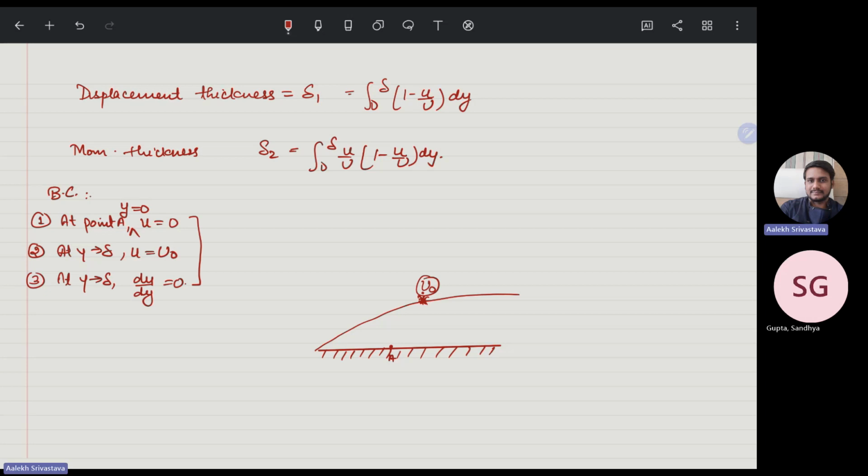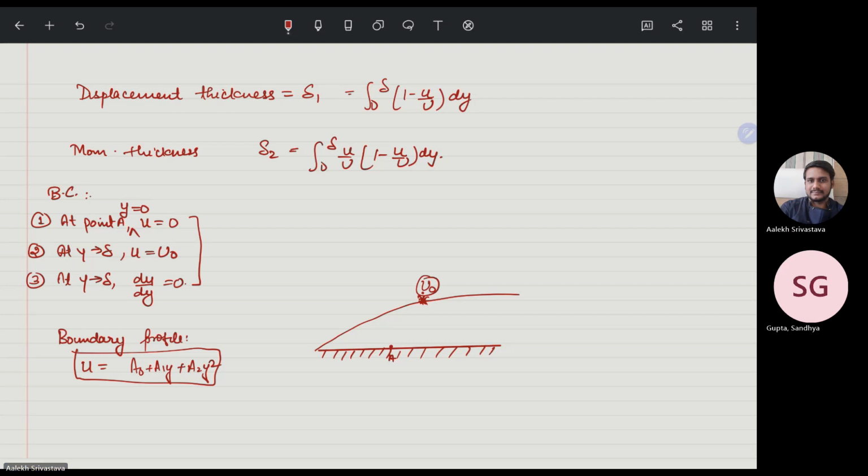So suppose if you have a quadratic equation, suppose my profile looks like u is equal to a0 plus a1y plus a2y square. Then we will put in the three boundary conditions and we can get a0, a1 and a2. But what happens if we have four boundary conditions? If we require four boundary conditions, we need to know one more boundary condition.